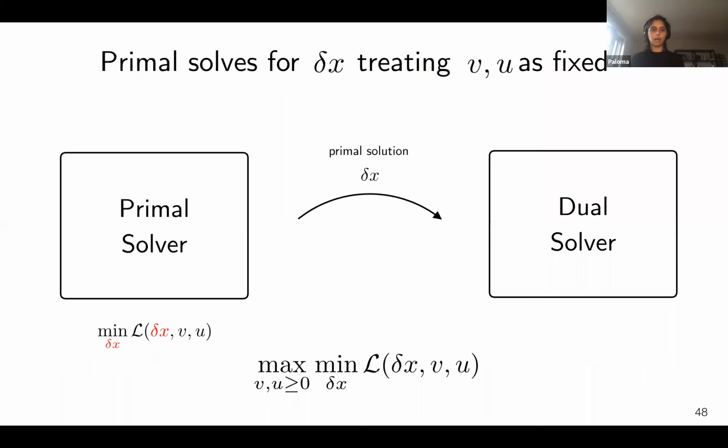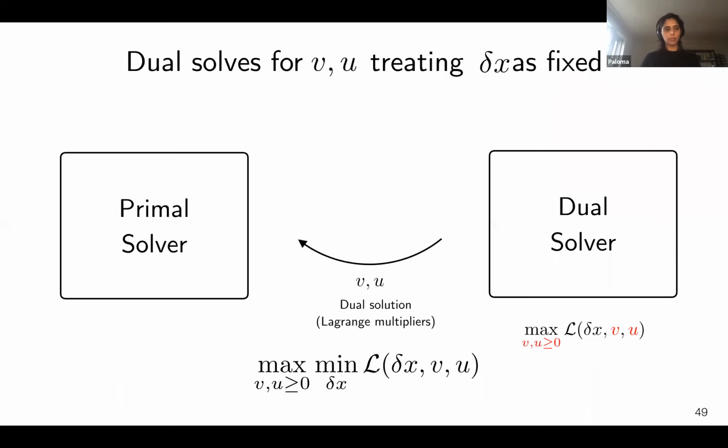So at any given round, the primal solves an augmented quadratic objective to compute delta x, keeping the duals V and U constant. And the dual solver solves for the duals V and U, or also the Lagrange multipliers, keeping delta x constant. And this happens iteratively until a convergence criteria.